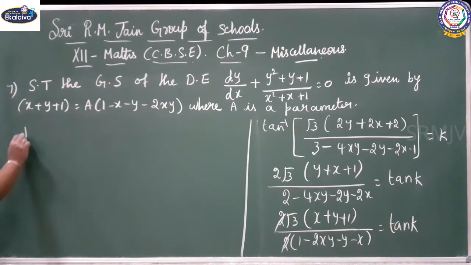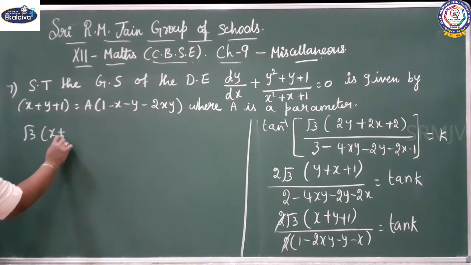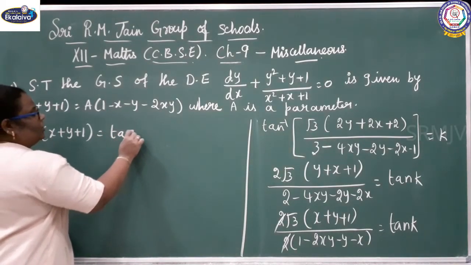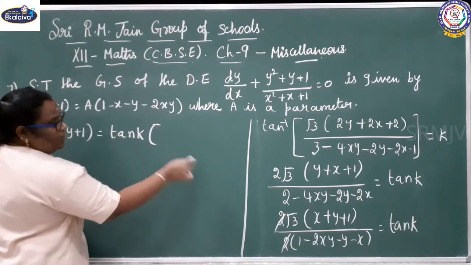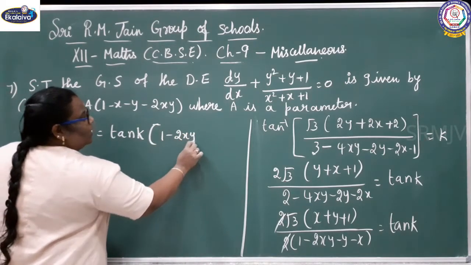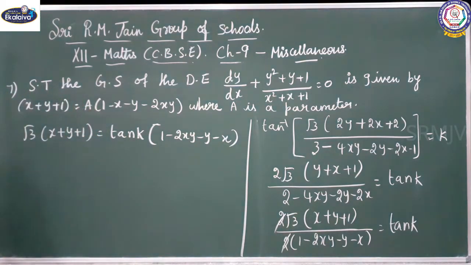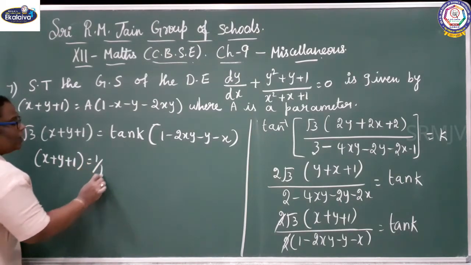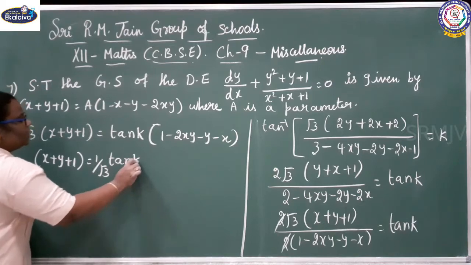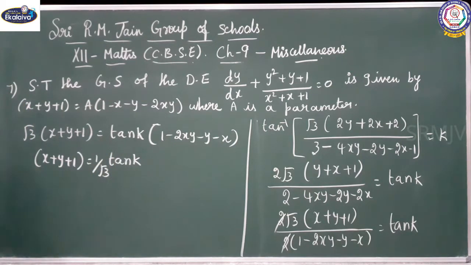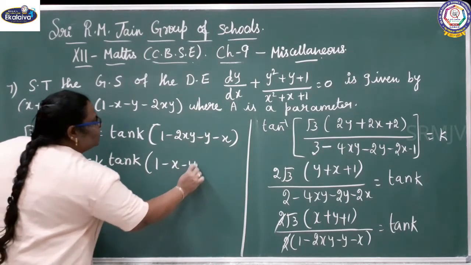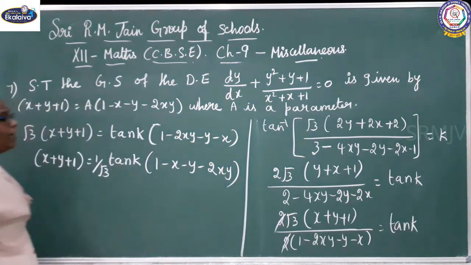See, root 3 into x plus y plus 1 equal to tan k into 1 minus 2xy minus y minus x. So what is the result they have given? x plus y plus 1 equal to a into, so you bring that root 3 there, so x plus y plus 1 equal to 1 by root 3 tan k into, you write it in a proper way, 1 minus x minus y minus 2xy.